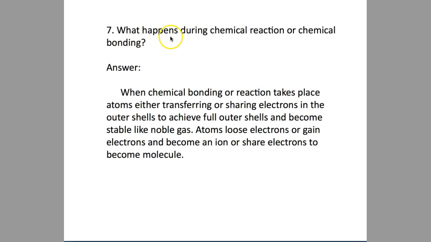Next question is, what happens during chemical reaction or chemical bonding? When chemical bonding or reaction takes place, atoms either transfer or share electrons in the outer shells to achieve full outer shells and become stable like noble gases. Atoms lose electrons or gain electrons and become an ion, or share electrons to become a molecule.